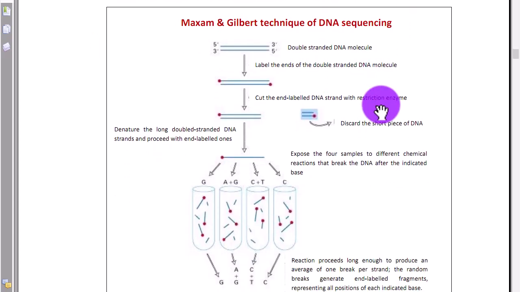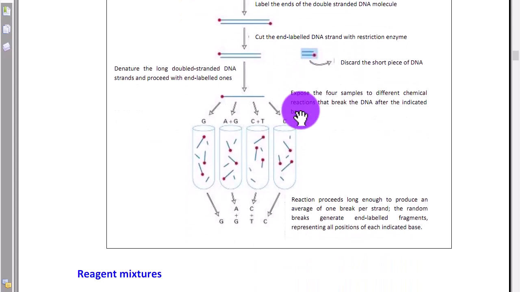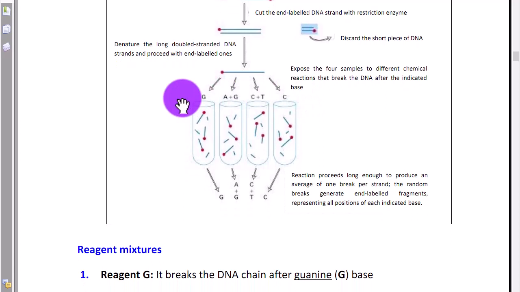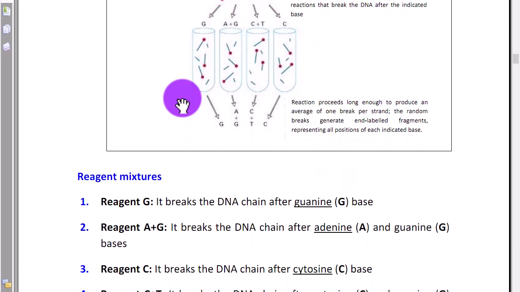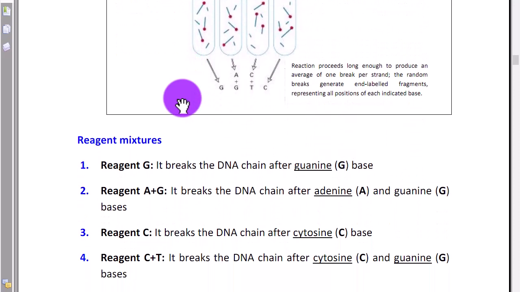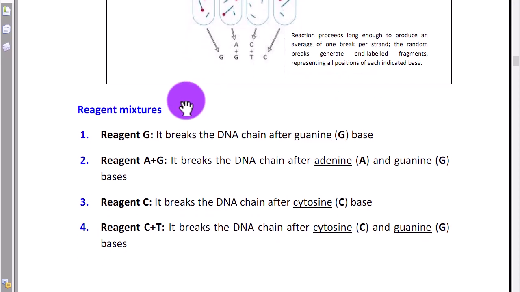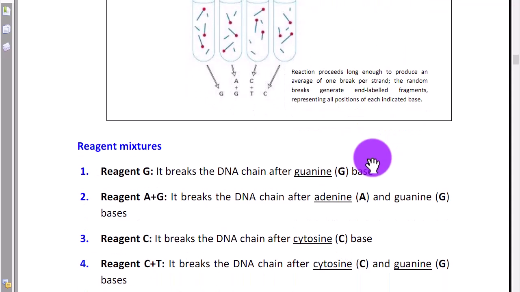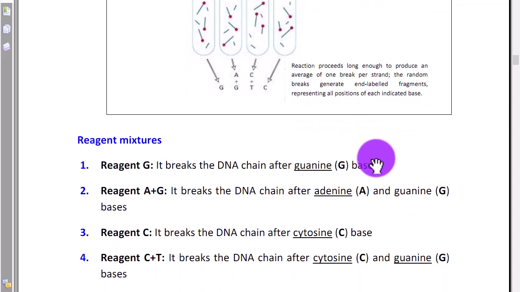And this is the technique in full detail. Double-stranded DNA, label the end of the double-stranded DNA molecule, cut with a restriction enzyme, discard the short piece of DNA, denature the long double-stranded DNA, and expose the 4 samples to different chemicals. The reaction proceeds long enough to produce an average of 1 break per strand. The random breaks generated in the labeled fragment represent all positions of each indicated base.